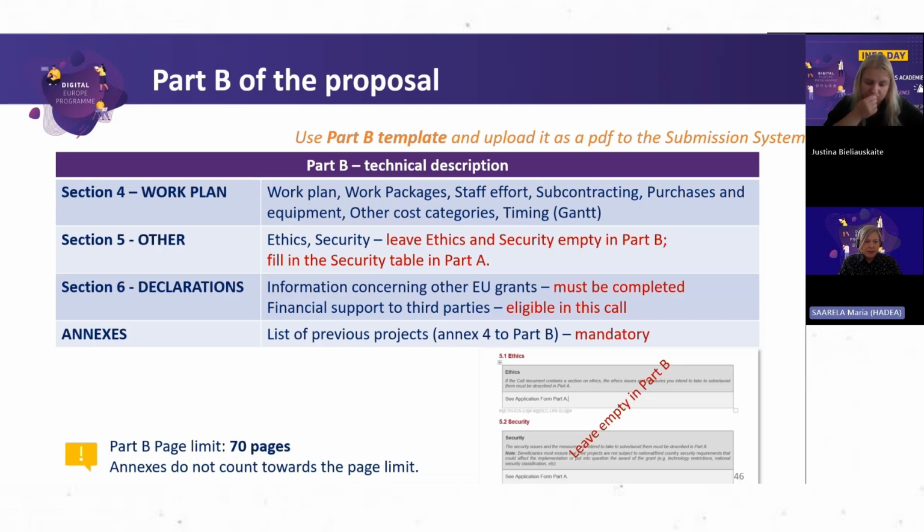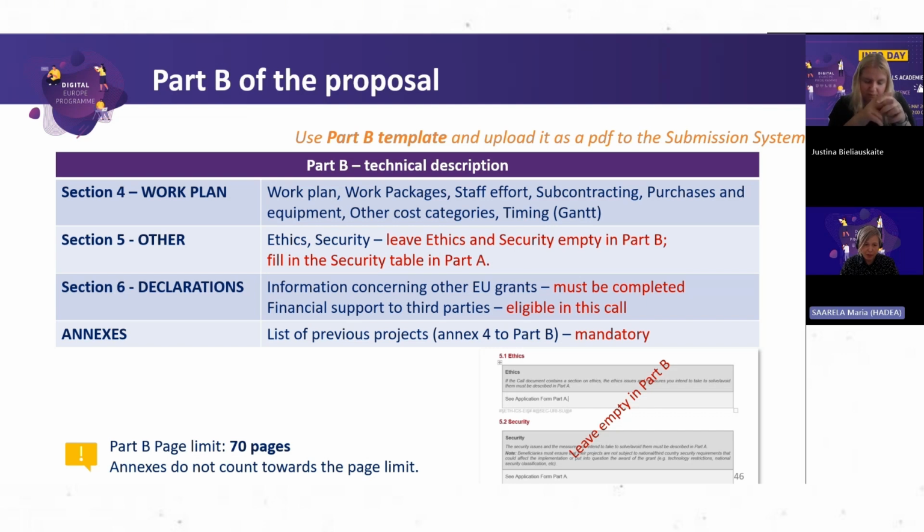And the final sections of part B include the work plan, so mainly work packages, then ethics and security tables. Here, you don't have to fill ethics and security because ethics is not applicable and security goes directly to the part A, so you can leave them empty. Then there's an important section of declarations, which is obligatory to fill in for all proposals. And then at the end of the part B template, you will also find the template for the annex of a list of previous projects, which will be then uploaded as a separate document in the submission system.